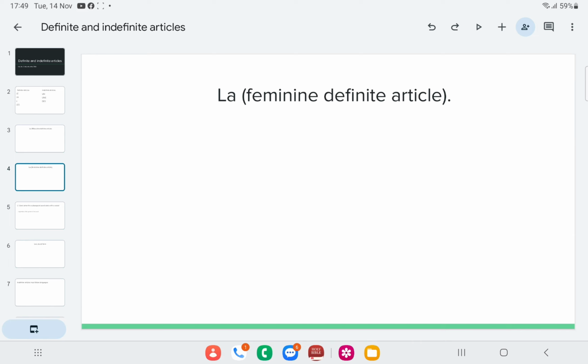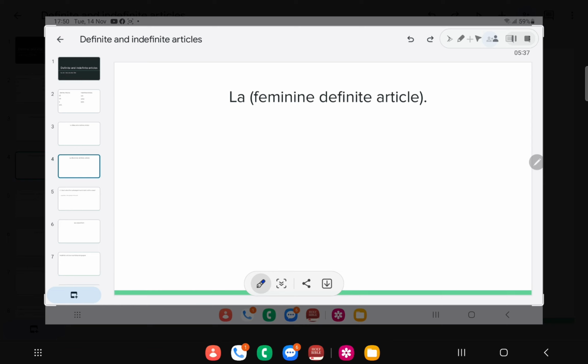Now I will also make examples that would explain the feminine definite article la. So our first word here is queen. The queen. This will be la reine. The queen. Reine is feminine, that's why it is preceded by la.